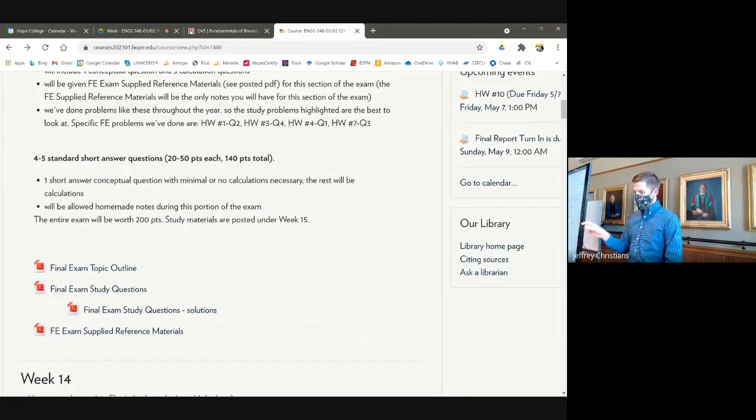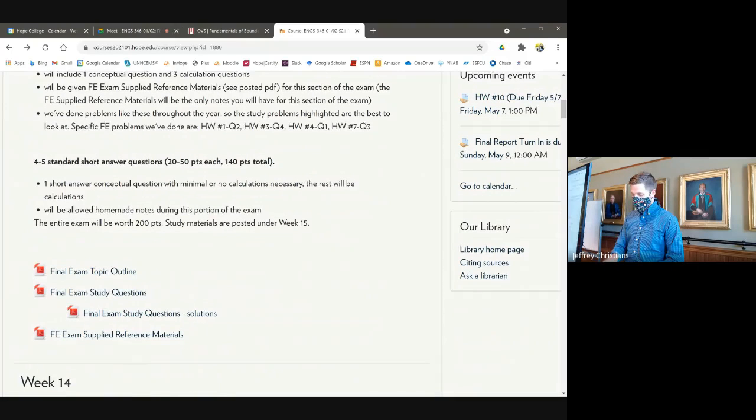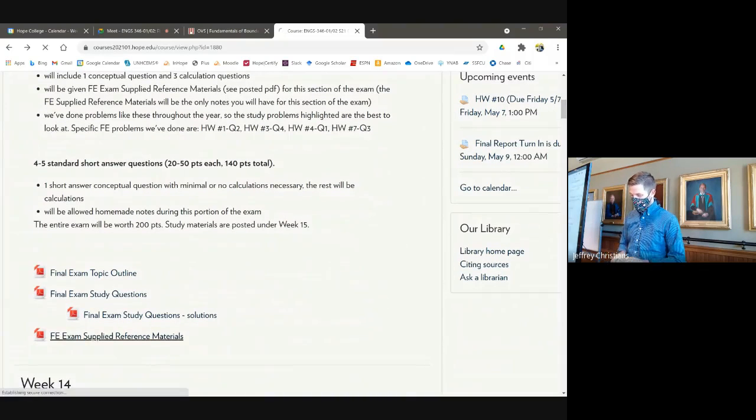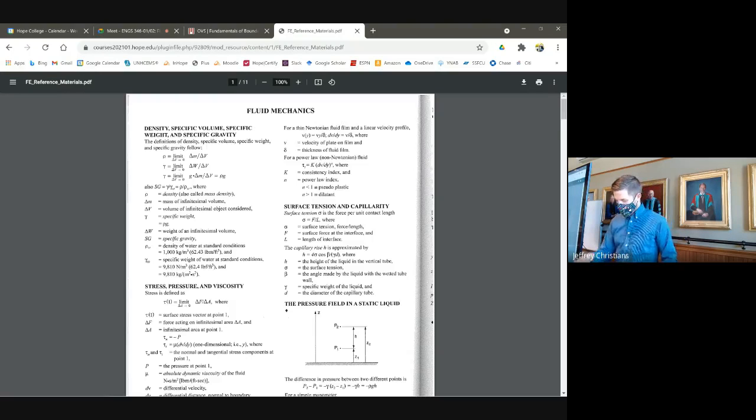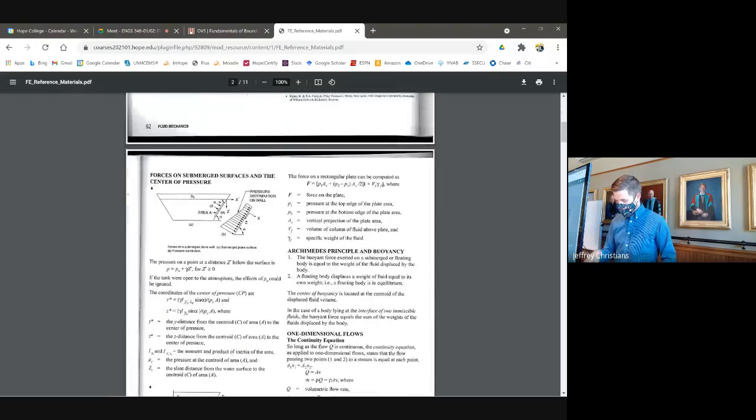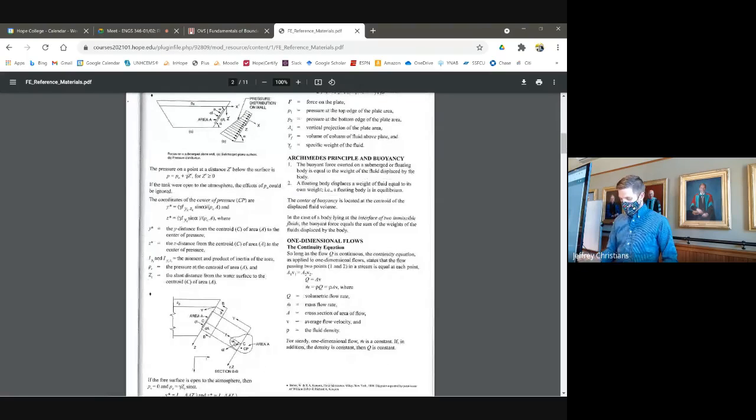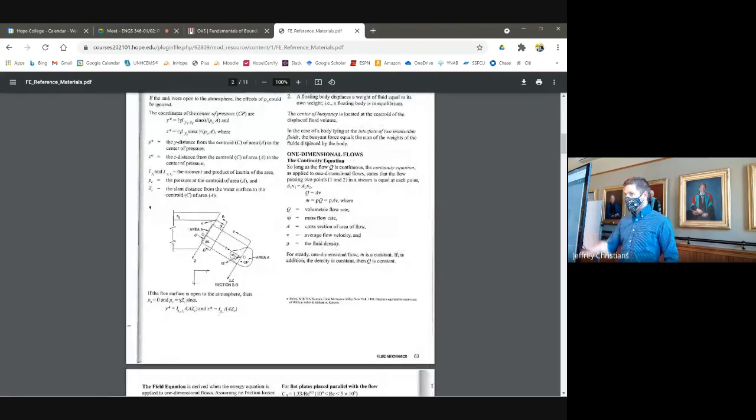The biggest difference for the FE section of the exam is what you get for notes. So there's this FE supplied reference materials. You click on that. There are like 11 pages of equations and definitions and some examples. And for the FE portion, these are the only notes that you will get. So you'll not get your own personal handwritten notes, again, to make it feel a little bit like what the FE exam is, kind of like a practice for the real FE exam.